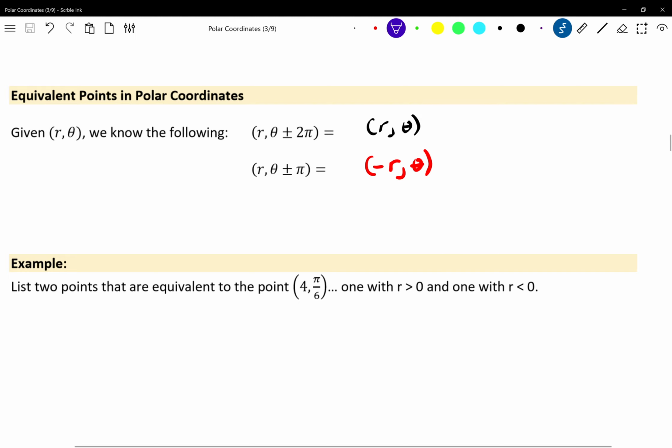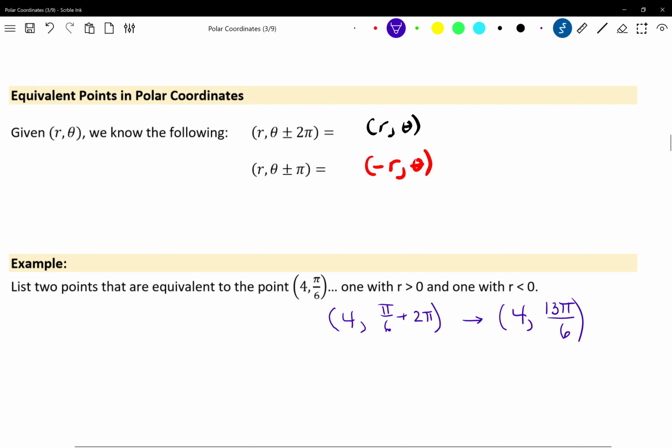So looking at this example here, it lists 2 points that are equivalent to the point 4 comma pi over 6, one with r greater than 0 and one with r less than 0. Well, if I want r to be positive, that means I want r to stay positive. So one of my points is going to be 4 comma pi over 6 plus 2 pi, which simplifies to 4 comma 13 pi over 6. So there we have that.